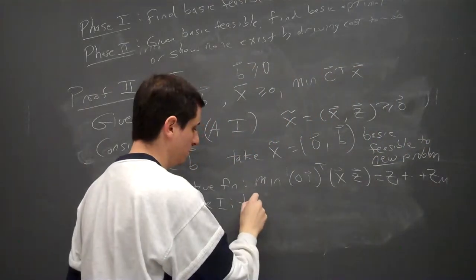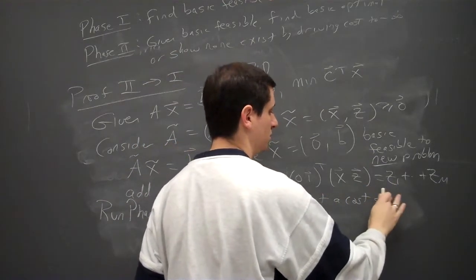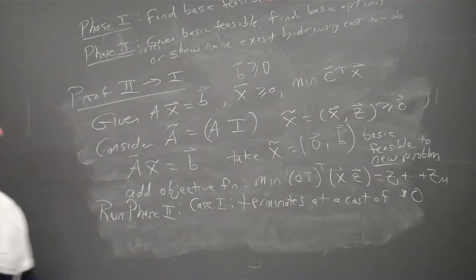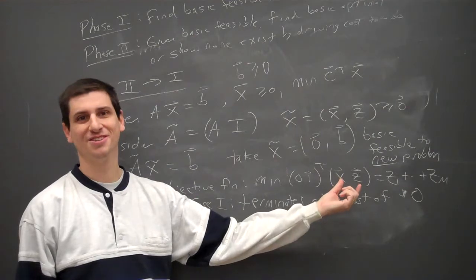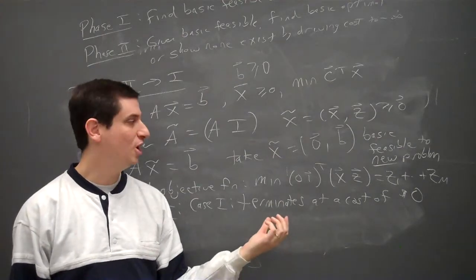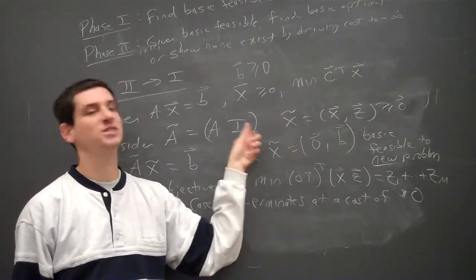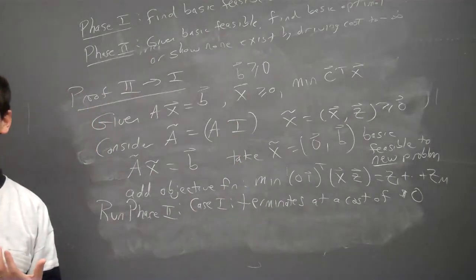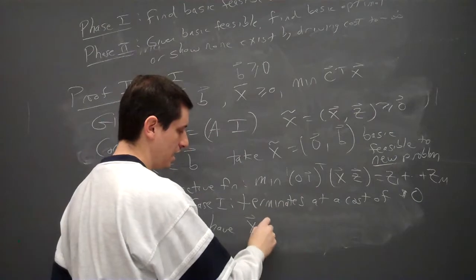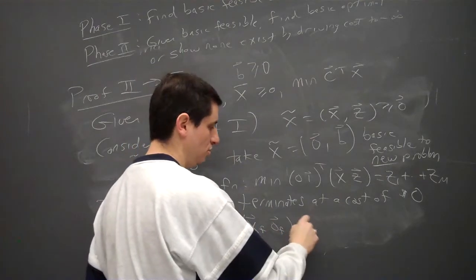So case 1 terminates at a cost of 0. Well, let's think, what would it mean if it terminates at a cost of 0? If it terminates at a cost of 0, what's the sum of the z's? 0. So what does that mean each z must be? Each z must be 0. Well, if each z must be 0, and I have an optimal solution to the original problem, then the corresponding x must be a feasible solution to the original problem. So, let's call it x final and z final is going to just be all zeros, is the solution.